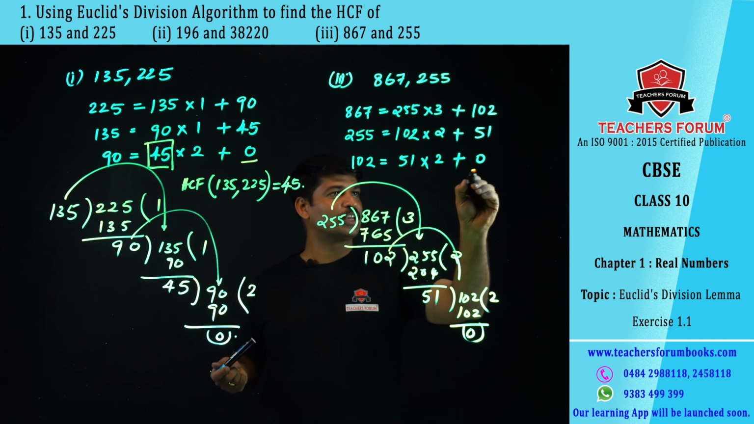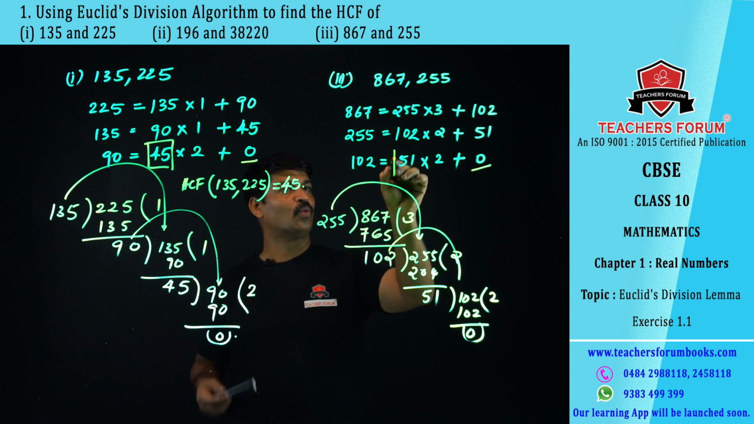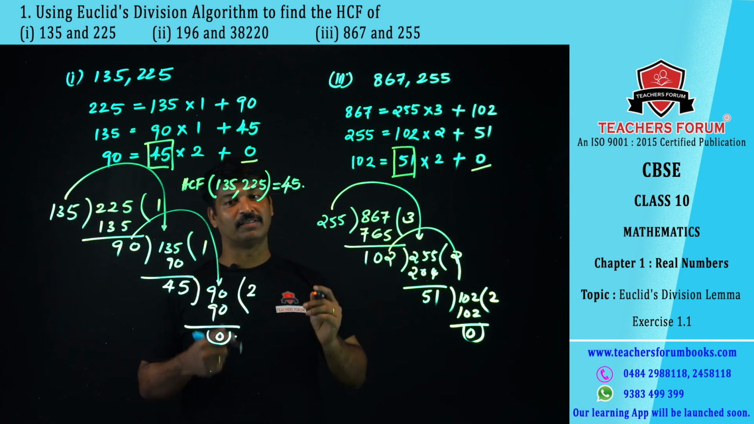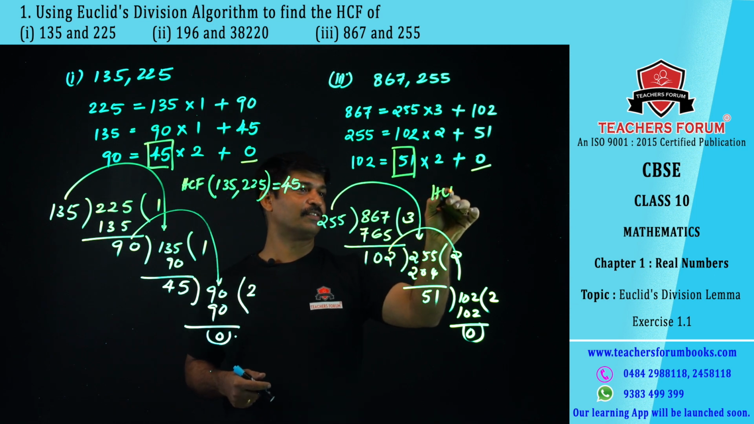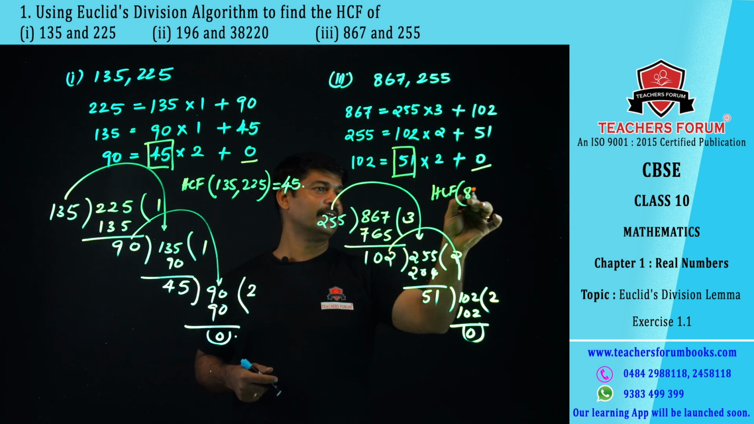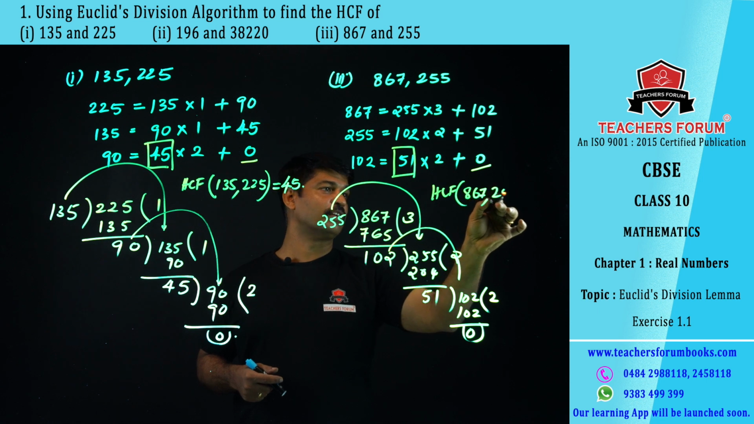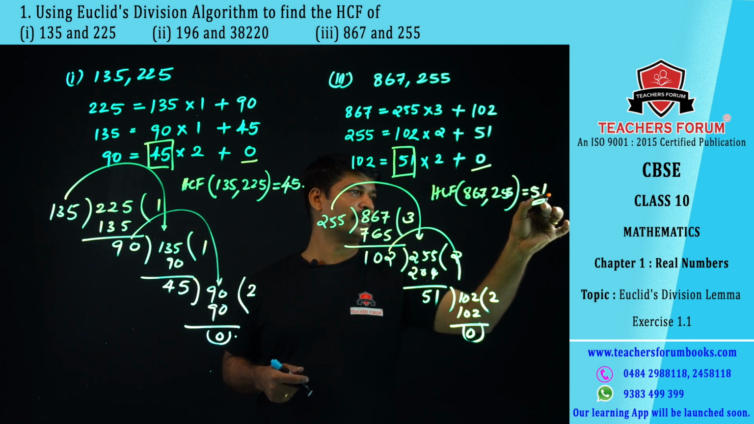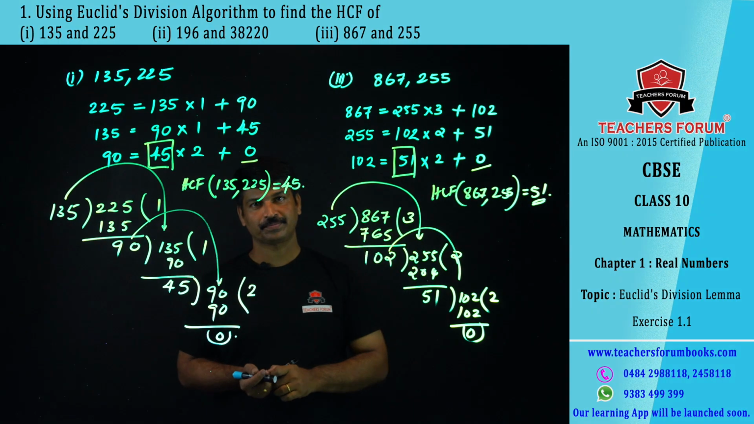The process stops here. When the remainder becomes 0, the divisor will be the HCF of the given two numbers. So what is HCF here? HCF of 867 and 255 is equal to 51. Okay, I think it is clear.